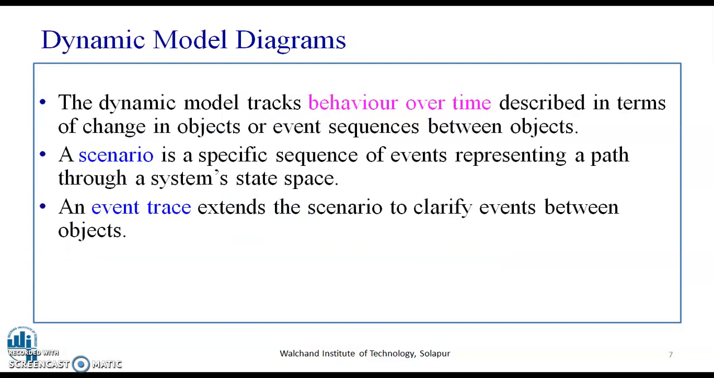Moving ahead, the dynamic model actually tracks the behavior over time described in terms of change in the object or event sequences between objects. So first we begin with scenario. So what is a scenario? A scenario is a specific sequence of events representing a path through the system state space. This is the technical definition of a scenario, but I would like to share an example.